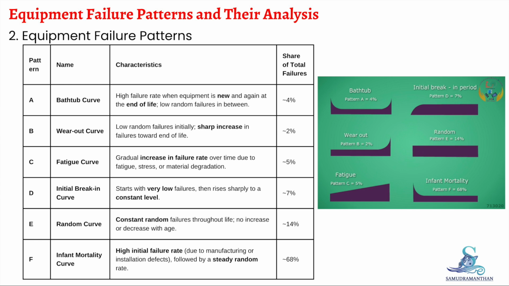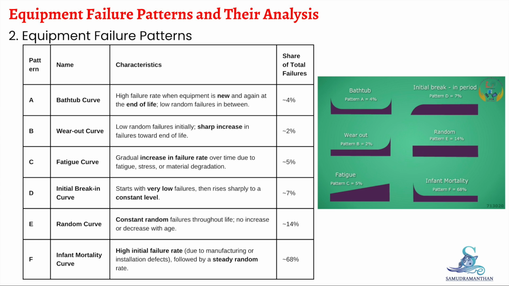Pattern E is called the random curve. Here failure happens randomly over the life of the equipment. There is no clear pattern related to time or usage. This accounts for about 14% of failures. Random failures often occur due to unpredictable causes like human error, external influences, or random component defects.